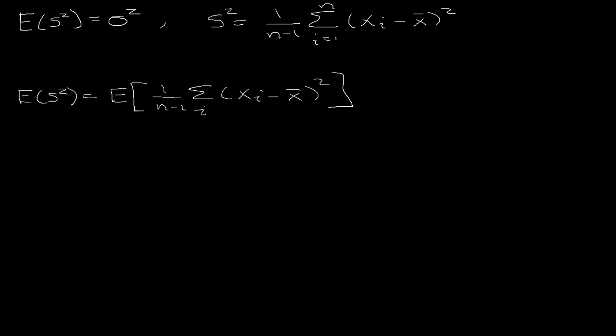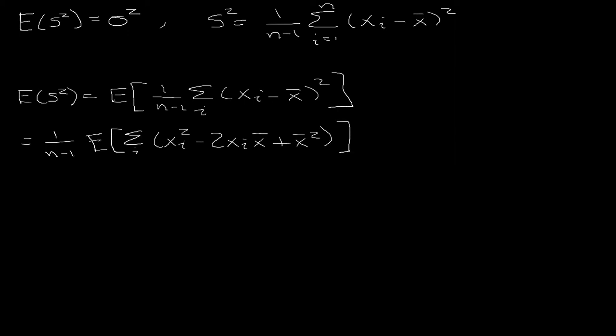So the first thing that we're going to do is, this is a constant, so we're going to take it out of the expected value, and this expression squared, we're going to expand it. So in our first step we're going to have 1 over n minus 1 times the expected value of the sum of xi squared minus 2 xi x bar plus x bar squared.